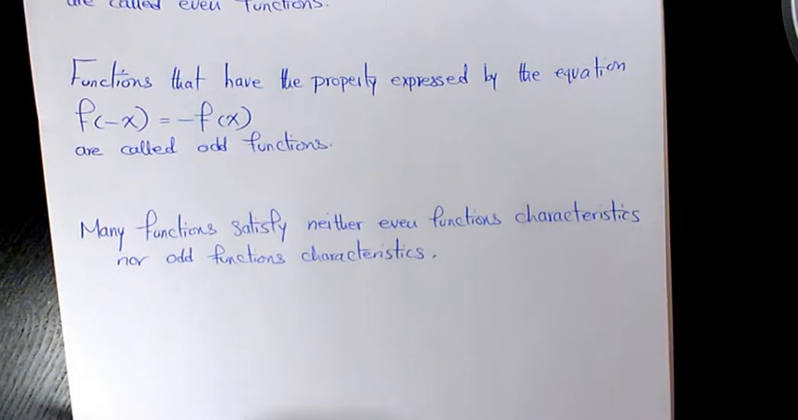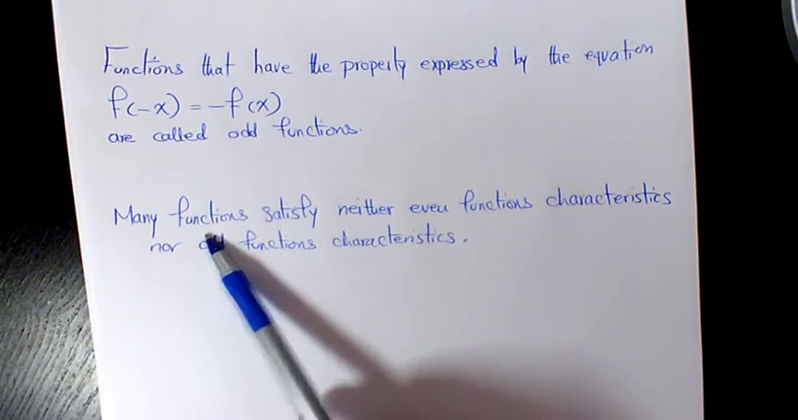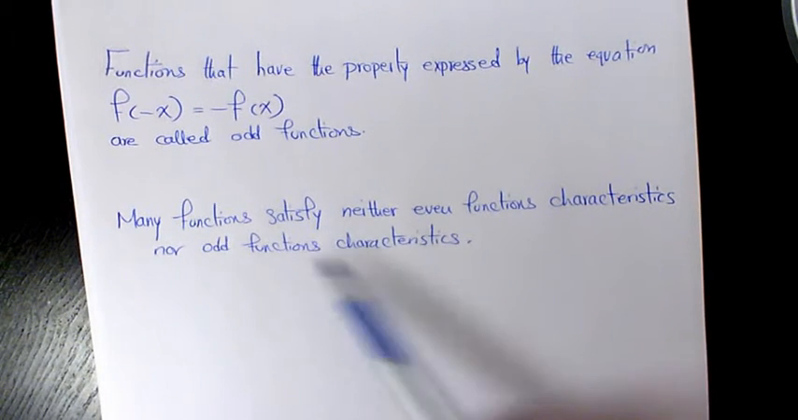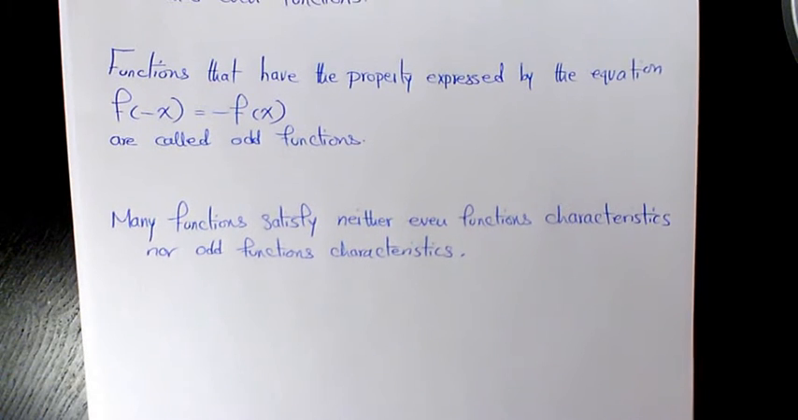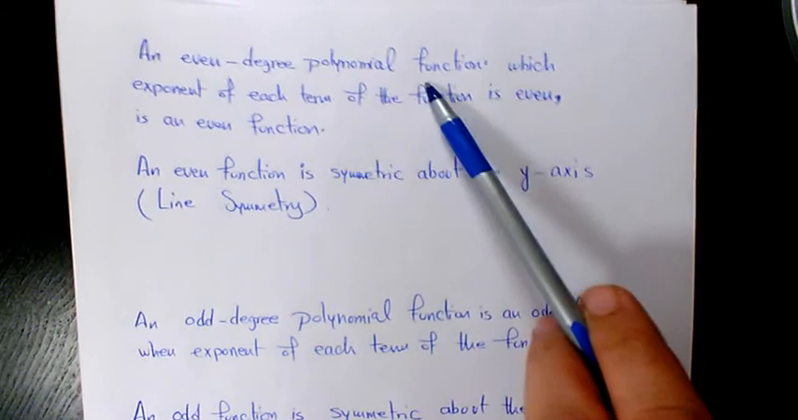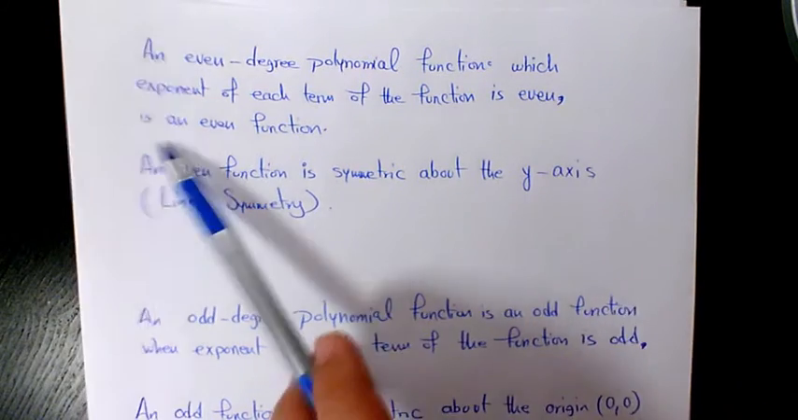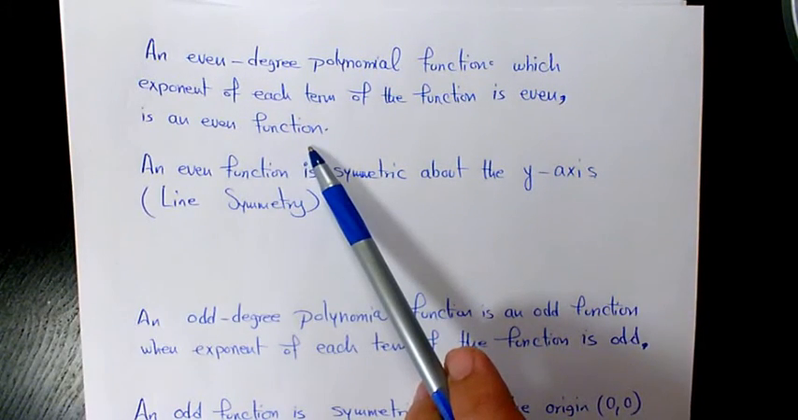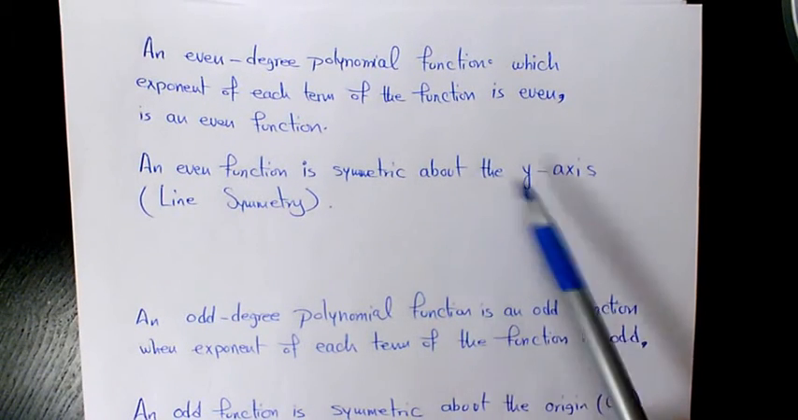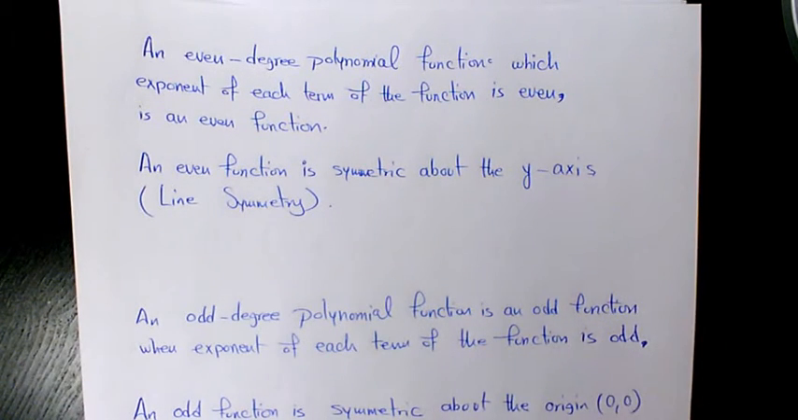And the third case is that many functions satisfy neither even function characteristics nor odd function characteristics. So in this case we just mention neither. An even degree polynomial function, in which the exponent of each term of the function is even, is an even function. An even function is symmetric about the y-axis, and we have line symmetry, so that belongs to even functions.